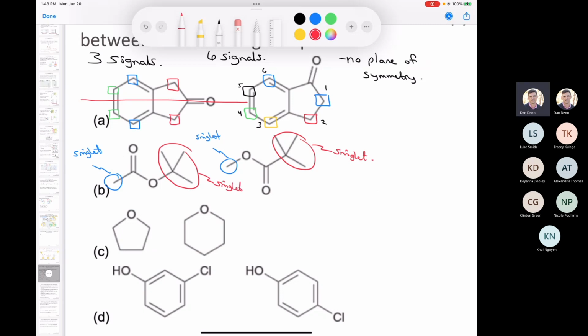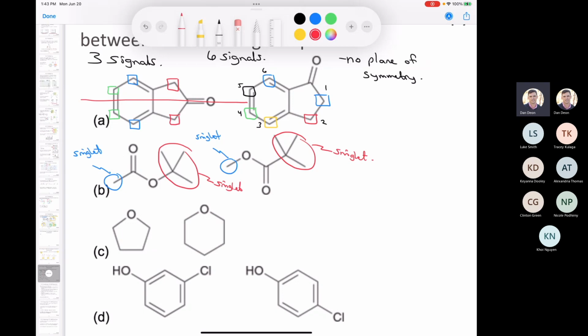How could anybody tell me what you would have to use to distinguish between these 2 compounds? We can't use multiplicity, and we can't use the number of signals. They both have 2 signals. Could anybody tell me how you would distinguish between these 2 compounds? What else could we use? Exactly. Thanks, Clinton. You're 100% correct. We would use the chemical shift. Tracy, you're both on the exact same thing, and you're both right. It's going to be the chemical shift, isn't it?